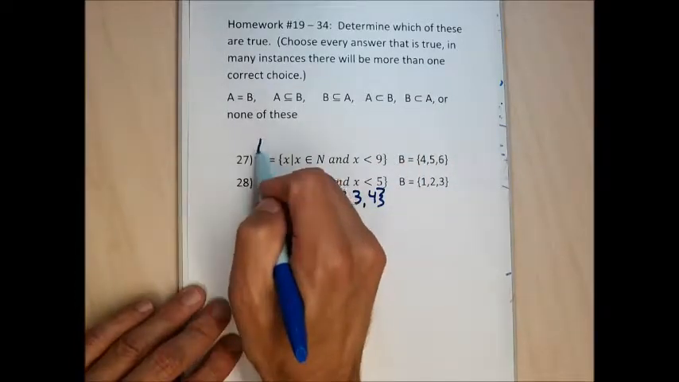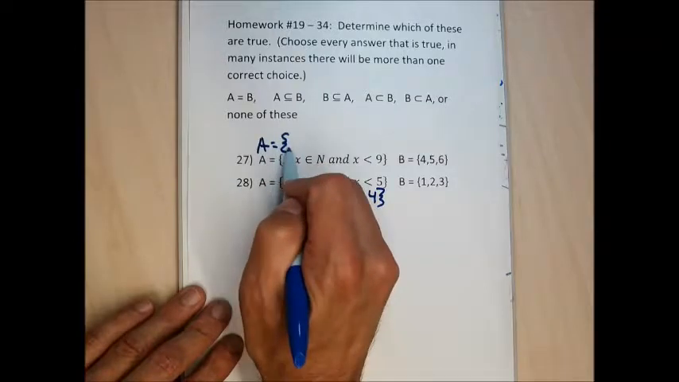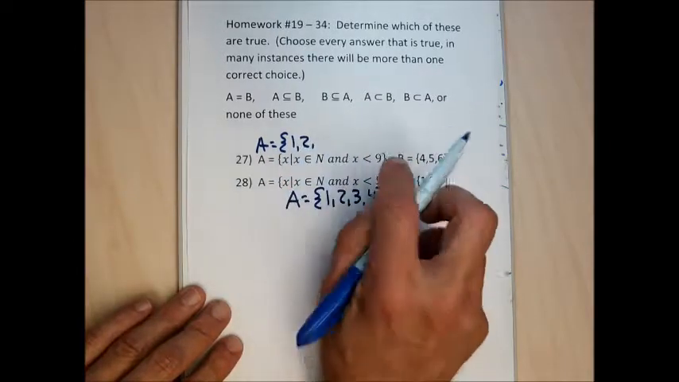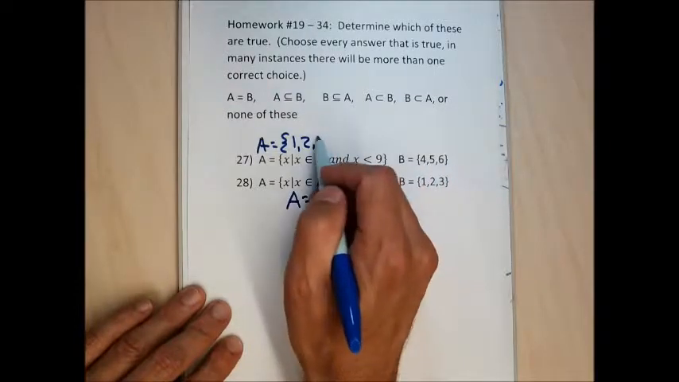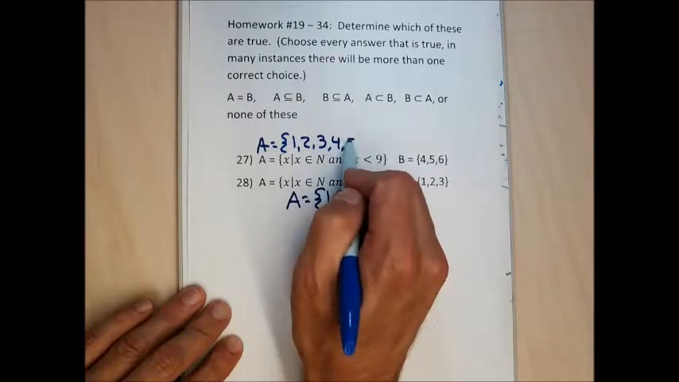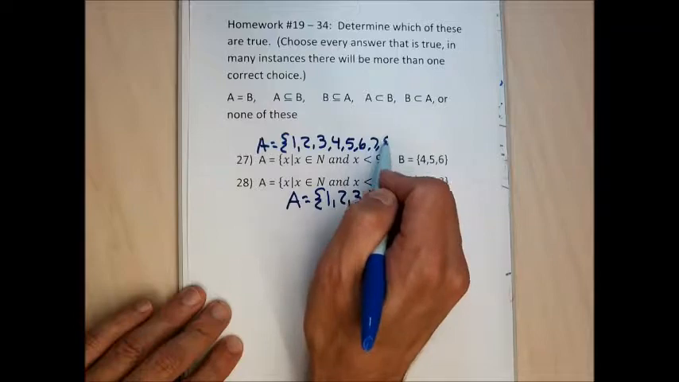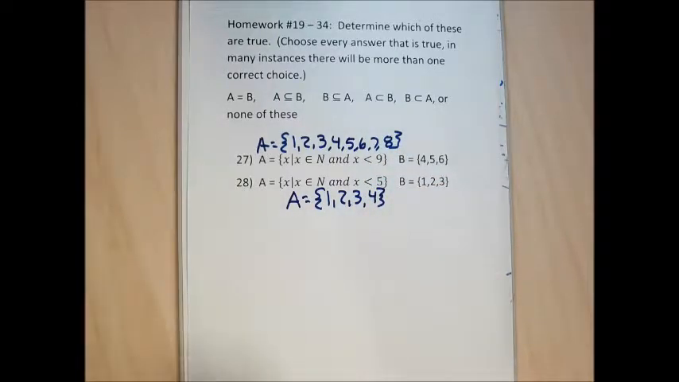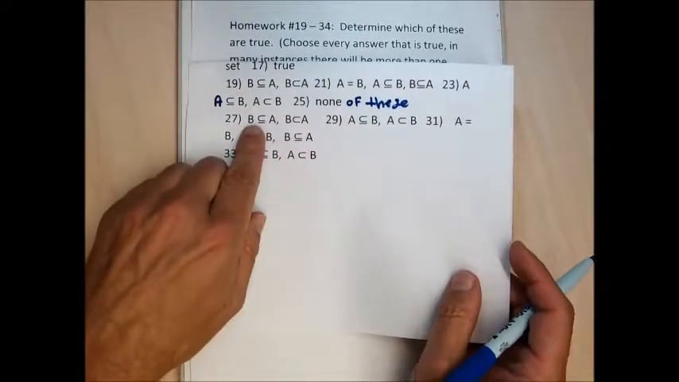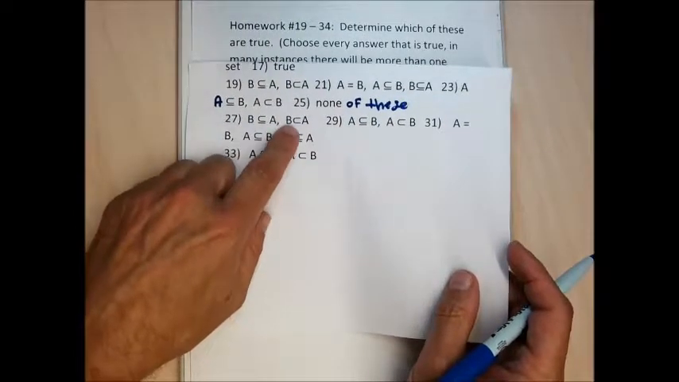Your set A in problem 27 is going to have the numbers 1 through 8. It's not going to have 9. It's only going to have natural numbers up to but not including 9. So when you go to do your problem 27, you have to think of A like that. The answer to problem 27 is going to be B as a subset of A and B as a proper subset of A.